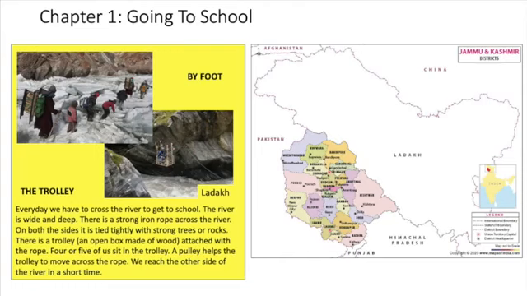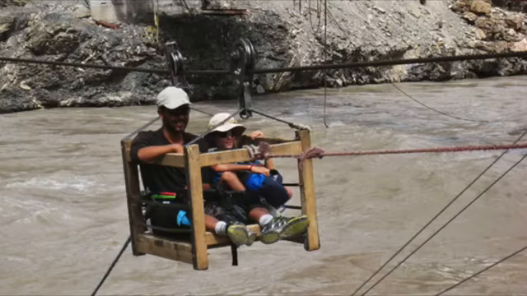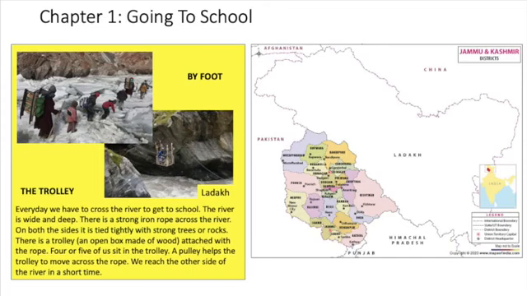First of all, let me tell you how the trolley is made. To cross the rivers, which are very wide and deep, there is a strong iron rope across the river. On both sides, it is tied tightly to strong trees or rocks. There is a trolley, an open box made of wood, attached to the rope. Four or five children can sit in the trolley, and with the help of a pulley they move the trolley across the rope. And they reach the other side every day. Every day they practice like this.